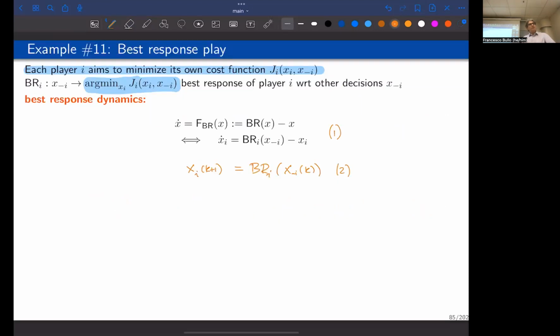So now I have defined three dynamics for you: continuous time pseudogradients, which I'm not going to define in discrete time because I don't know how to make sense of discrete time pseudogradients, continuous time best response, and discrete time best response. Now I wonder, we've done the contractivity test for pseudogradient in continuous time. Can I analyze the contractivity of best response in continuous and discrete time?